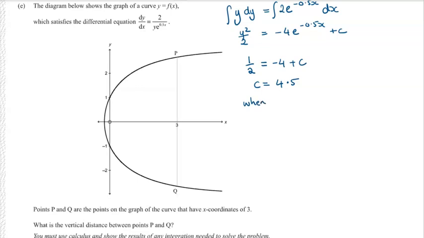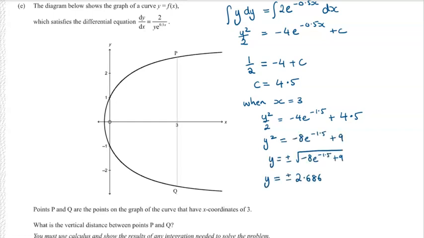Then to work out p and q, we know the y-coordinate is equal to 3. So y squared over 2 will equal minus 4 e to the minus 0.5 times x, plus 4.5. Right, sorry, not 3, 4.5 for the value of c. And then we're going to go through and solve this. So I'll just do that now. We get plus or minus 2.686, so the x-coordinate of p will be 2.686 and of q it will be minus 2.686. So then the distance between will be 5.372.